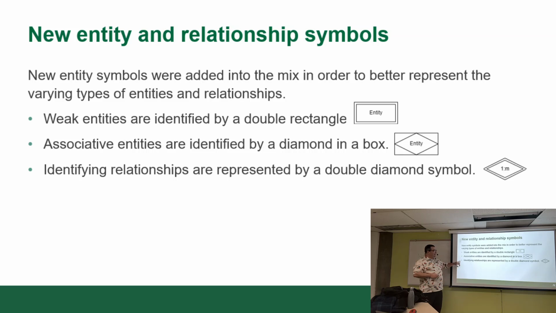And the last one is the identifying relationship, also modified. If it's a relationship that identifies a weak entity, since the weak entity is a double box, the relationship that identifies is the double diamond. Normally, you will not see a weak entity like this without a matching double diamond, if you happen to be using those symbols. Not everybody does. Normally an associative entity is used to resolve a many-to-many relationship.